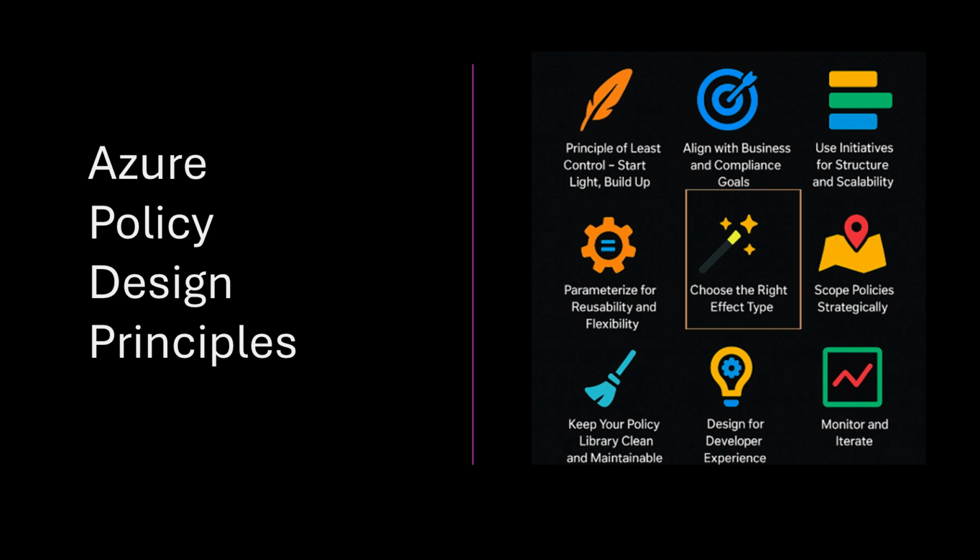As you design, be intentional about the effect types you choose. Azure Policy provides several options. Use audit to track violations, deny to block non-compliant deployments, append to automatically add required fields like tags, and deploy if not exist to configure missing settings on the fly. Start with audit for awareness, escalate to deny when confident, and use deploy if not exist cautiously for automated remediation. Just remember, deploy if not exist adds complexity, so test thoroughly before applying it at scale.